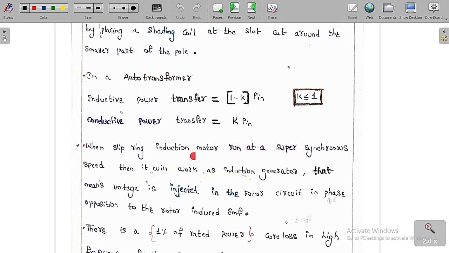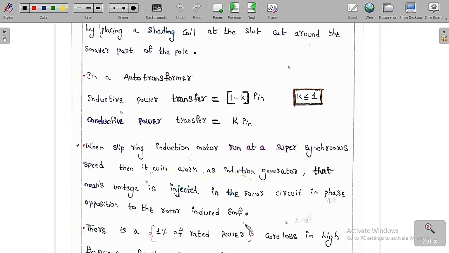When a slip ring induction motor runs at a super synchronous speed, then it will work as an induction generator. That means voltage is injected in the rotor circuit in phase opposition to the rotor induced EMF. See, whenever N_R is greater than N_S, this slip ring induction motor is going to act like an induction generator. Then definitely the EMF injected in the rotor circuit is in phase opposition with respect to the rotor induced EMF.